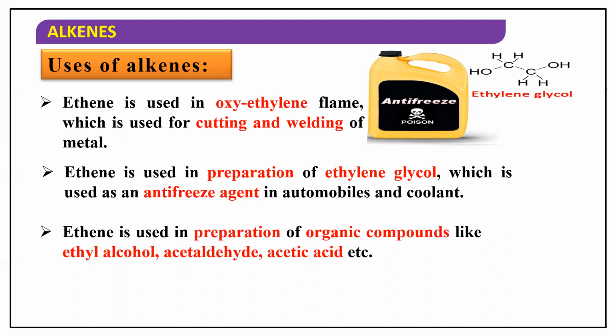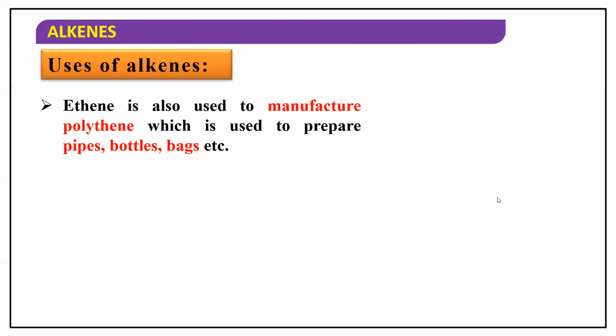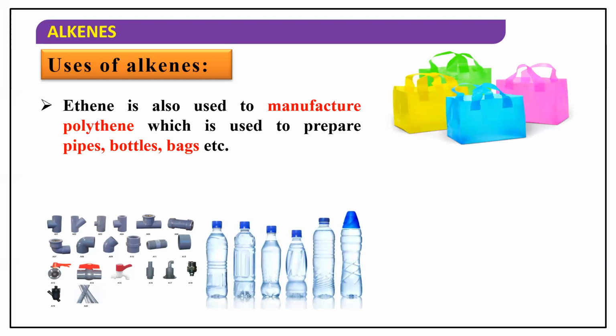Ethylene is used in the preparation of organic compounds like ethyl alcohol, acetaldehyde, acetic acid, etc., which are starting compounds for various other reactions and are used as solvents. Ethene is also used to manufacture polythene, which is used to prepare pipes, bottles, bags, etc. So these are the various products that can actually be prepared from polyethene. Your bottles, your covers, your bags, all of this is polyethene. Probably this itself is more than enough to understand the importance of alkenes.